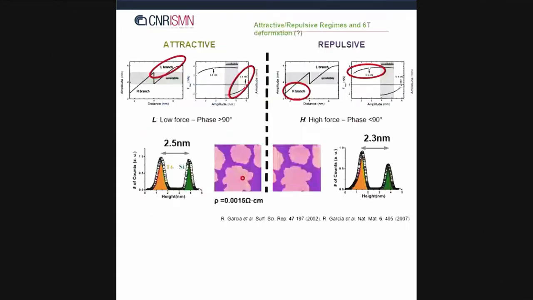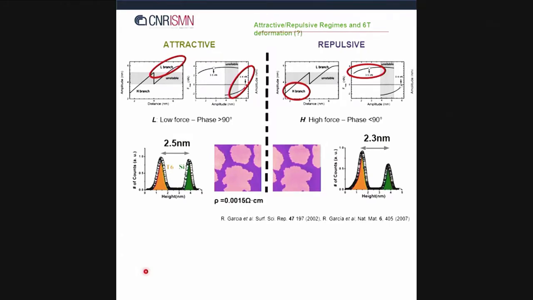So what I have done, I have redone a sample, and I have measured the height of my island in attractive and in repulsive regime. The attractive and repulsive regime is quite simple to switch by using the phase image of your AFM image. When you are in the middle of your tapping mode regime, you can stay on the right or on the left. When you are on the right, you are in attractive regime. When you are on the left, you are in repulsive regime. And by using the measure of the phase, you are able to obtain an image in attractive and repulsive regime.